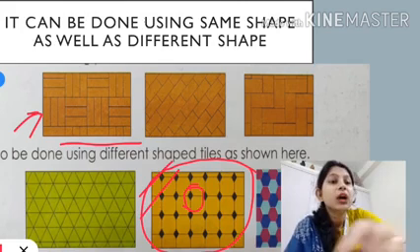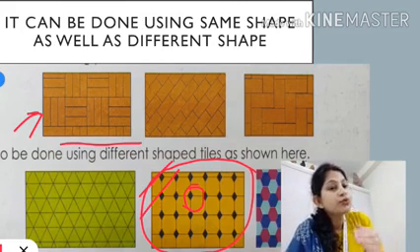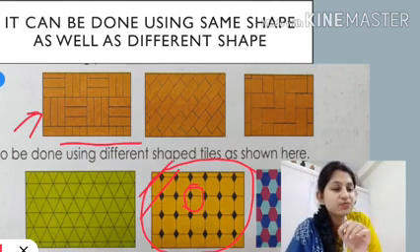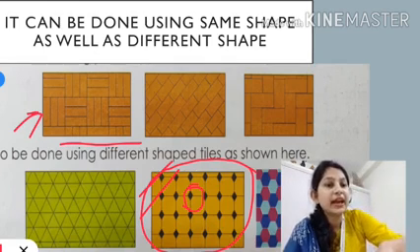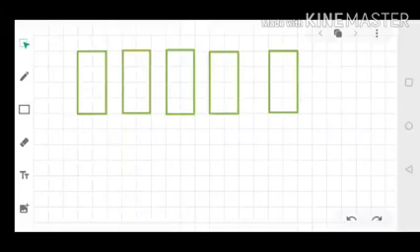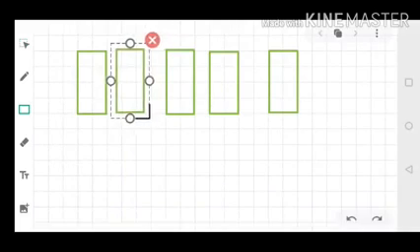Now I will show you how to make a tiling pattern. I am going to share a small whiteboard with you. So let's move ahead and understand that. See here students, we will try to make a tiling pattern using these shapes. What are these shapes? Can you identify? Yes, these are rectangles. So let's try to make tiling using rectangles.